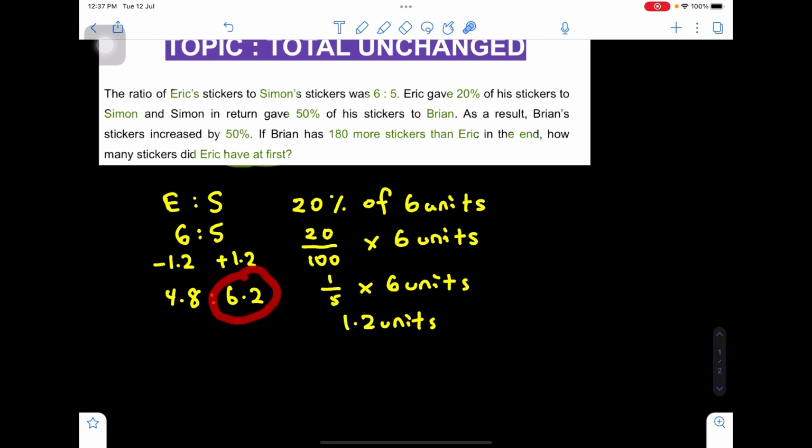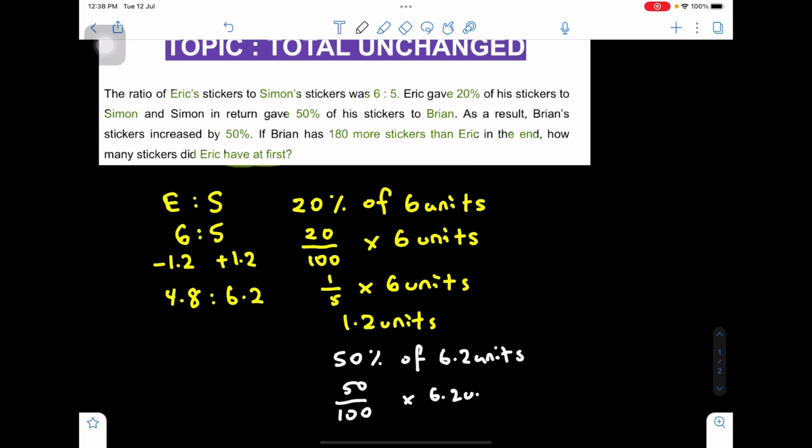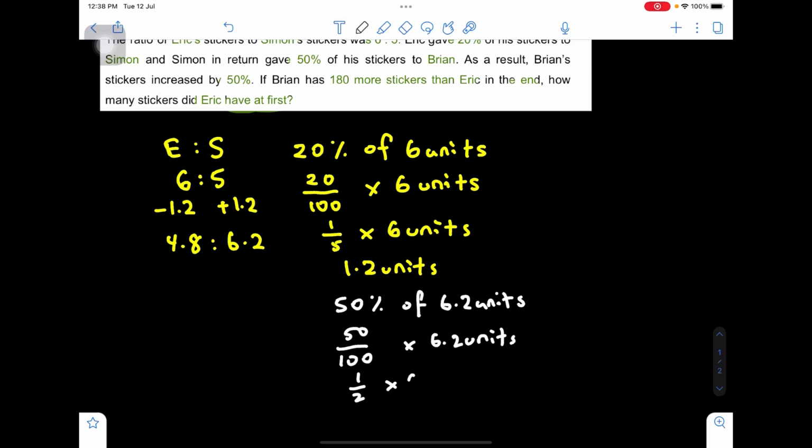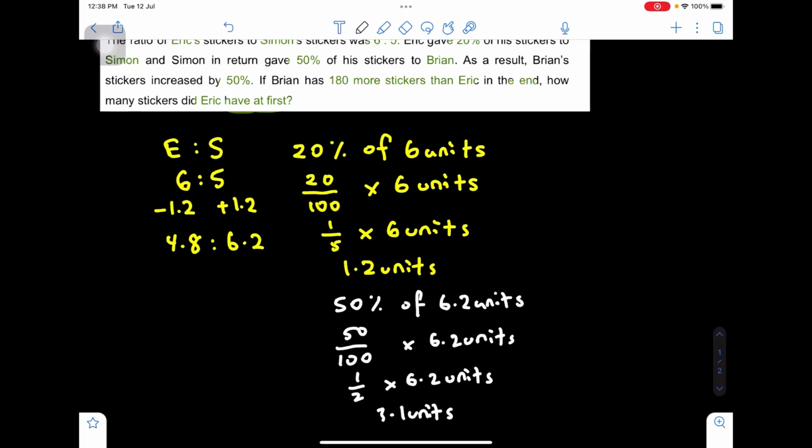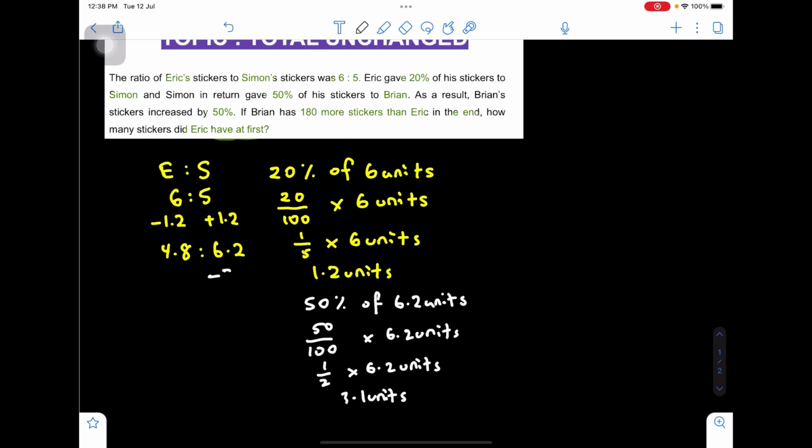50% of this, let's try and calculate that right now. 50% of 6.2 units now. Because Simon gave away 50%, right, later on to Brian. So 50%, change it to fraction, 50 out of 100. Of means times 6.2 units. So half times 6.2 units, that's just 3.1 units. Okay, so for Simon, we need to take away 3.1 units. He is left with another 3.1 units.